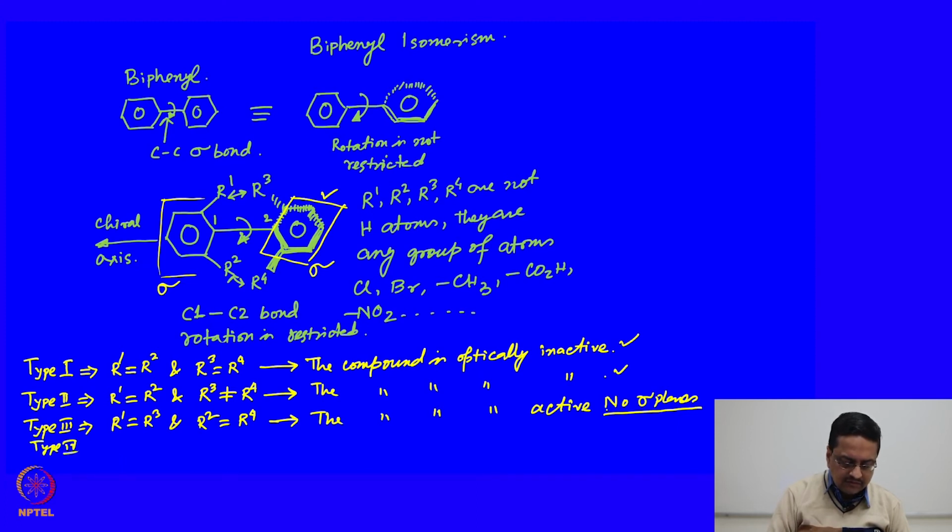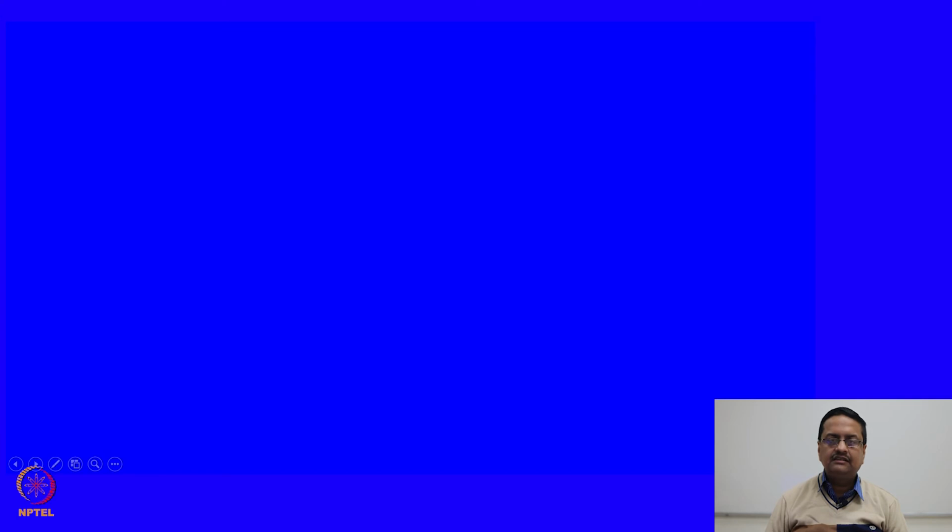And type 4 are the ones where R1, R2, R3 and R4 are not the same at all, 4 different groups, and then immediately the compounds are also optically active. There is no symmetry present in that molecule. So, let us try to see these molecules and find out how they are chiral.